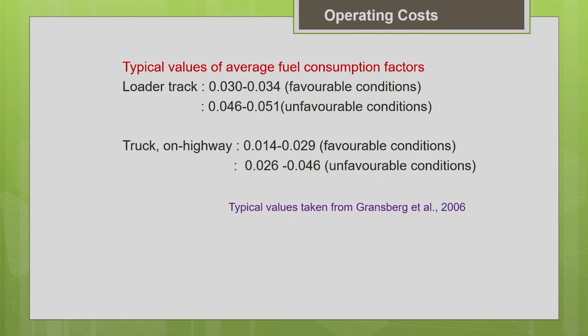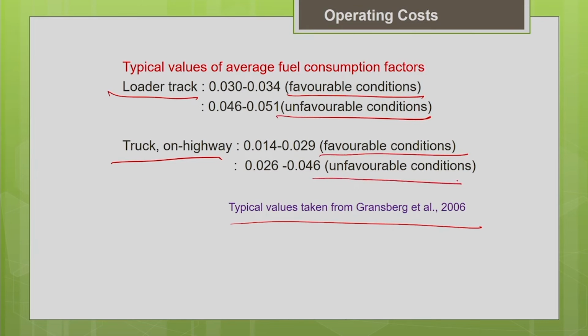These are typical values of average fuel consumption factors which are taken from the textbook by Gransburg et al. It is given in the reference. He has given these fuel consumption factors for different types of equipment for different working conditions: favorable, average, and unfavorable. I am just showing you some sample values. One thing you can see is that the fuel consumption varies depending upon the type of equipment. For a truck and a loader, the fuel consumption is relatively more for the loader. The track mounted loader consumes more fuel when compared to the highway trucks, so it depends upon the nature of the job it is doing.